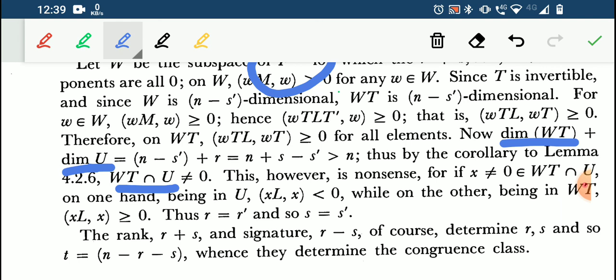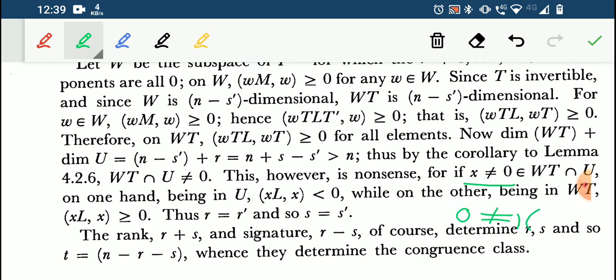Okay. But this however is nonsense, because if you take x not equal to 0 belonging to Wt, a better way of writing it is: 0 not equal to x belongs to Wt intersection U. That is the better way of writing, because we are saying there exists a point x which is not equal to 0 belonging to Wt intersection U by this condition.